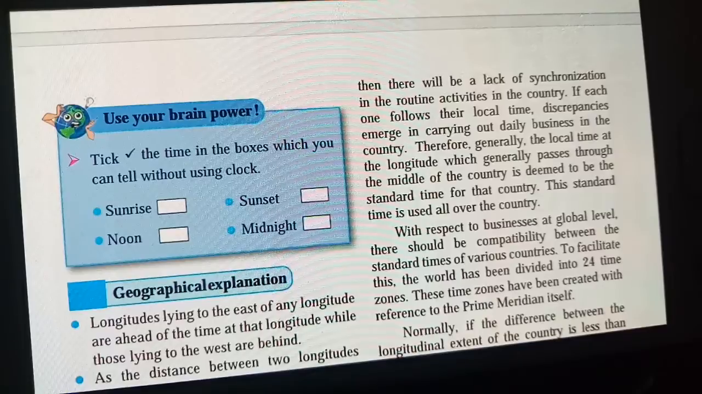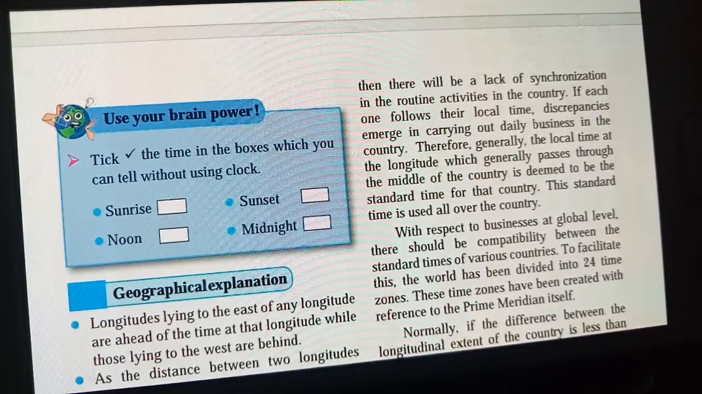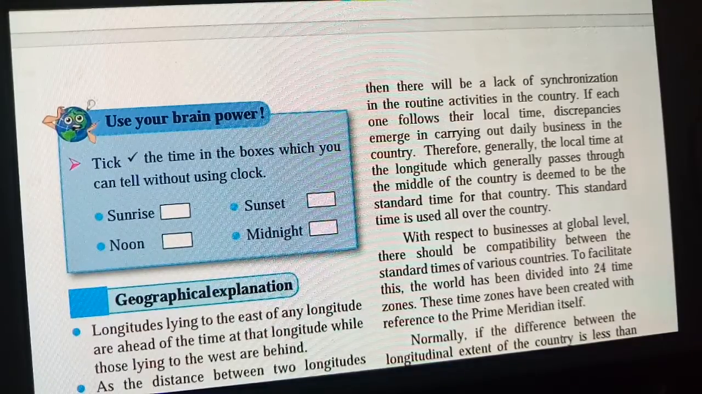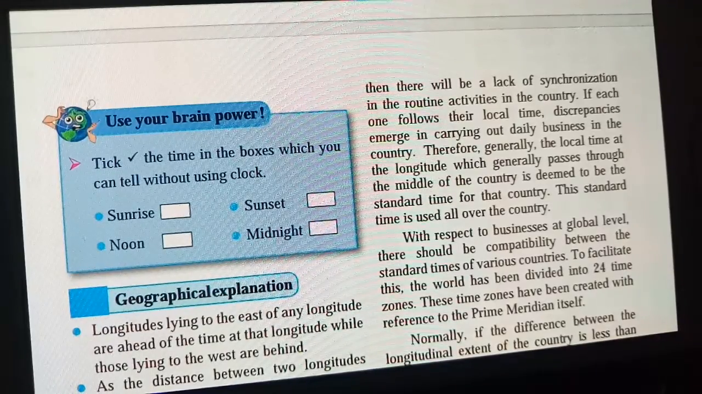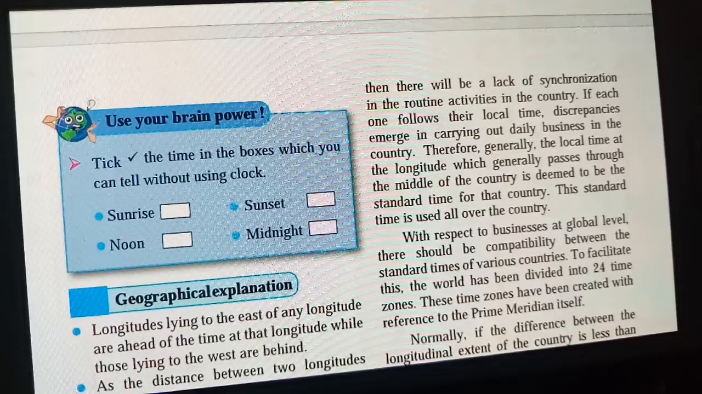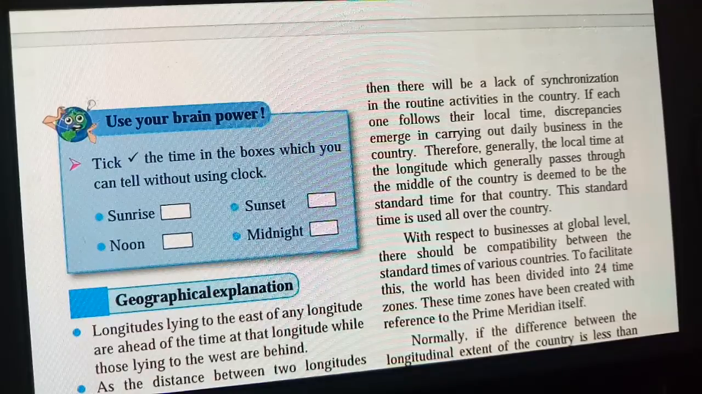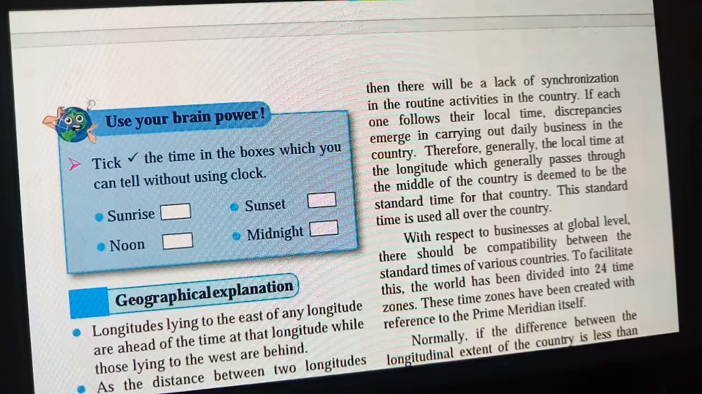Both our cities are located in one country, and the routine activities are behind by 1 hour. If each one follows the local time, discrepancies emerge in carrying out daily business in the country. So they have different local times as compared to the other states because of daily business routine. Therefore, generally the local time at the longitude which passes through the middle of the country is deemed to be the standard time for that country.